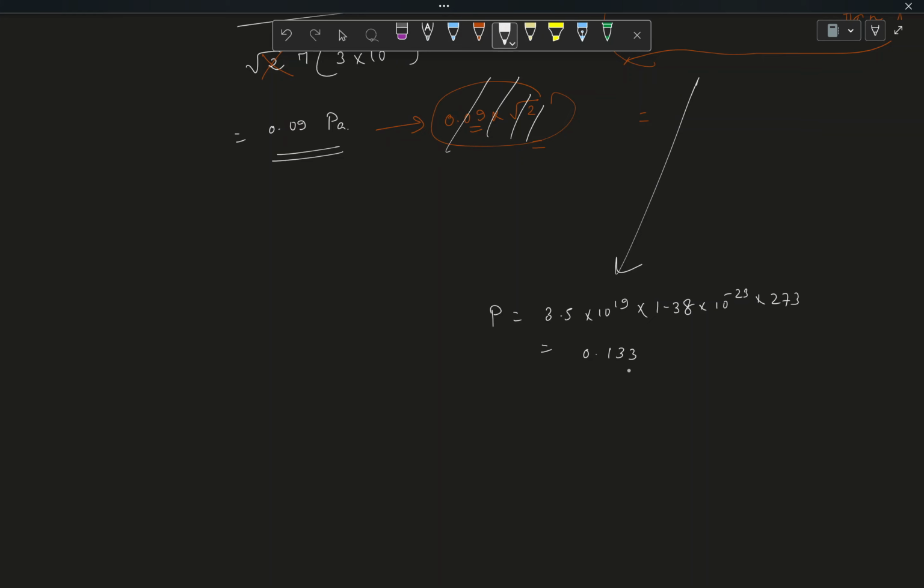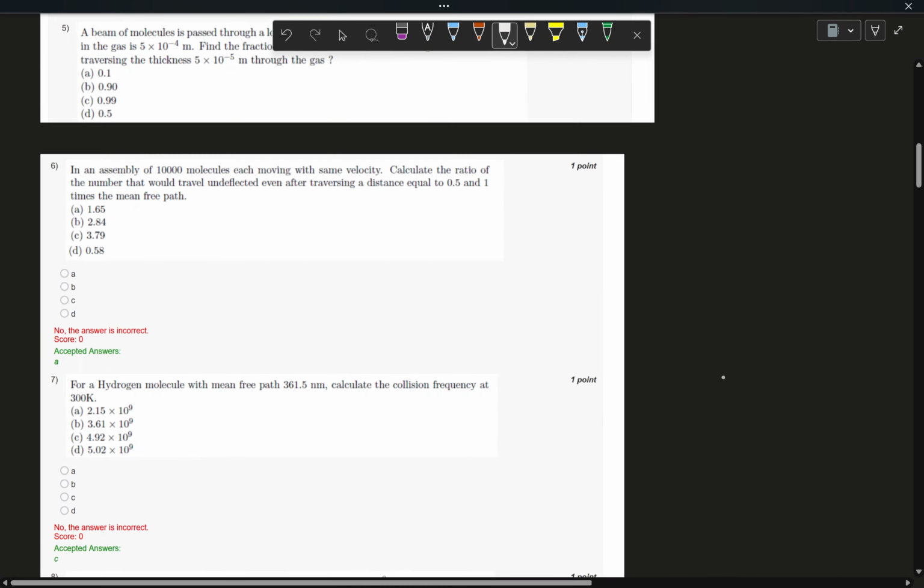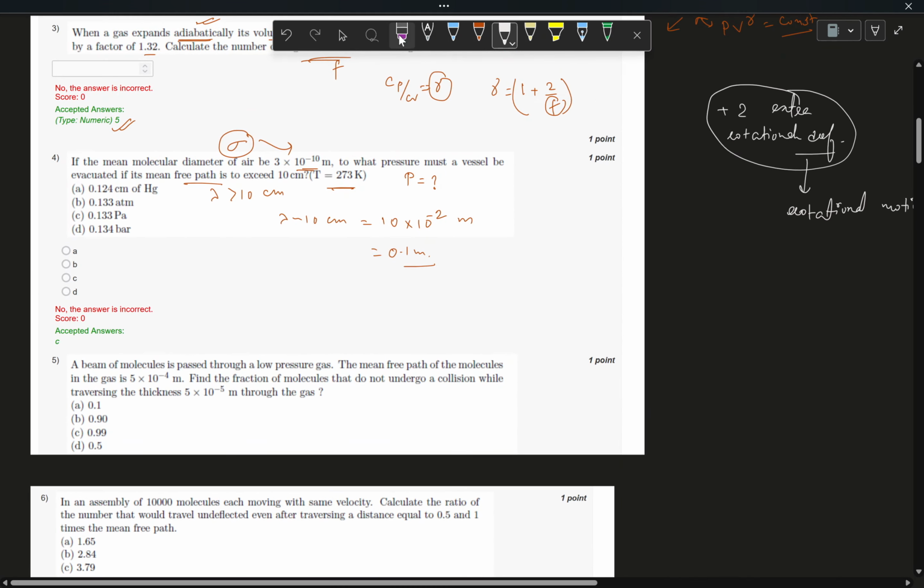Which is 0.133. This is in Pascal, so this is in SI unit. Okay, so we are getting this as the answer. You'll see that now the answer matches with one of the options. So this is 0.133 Pascal. This is also answer number C.